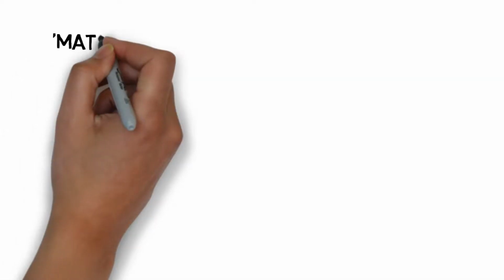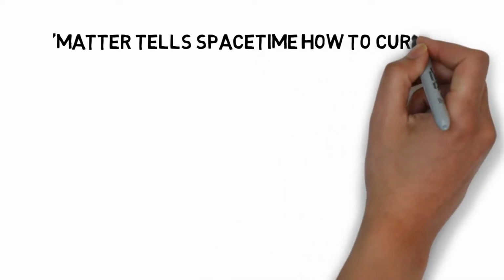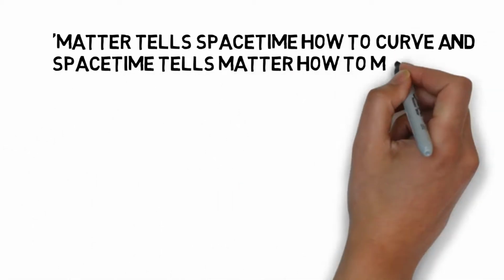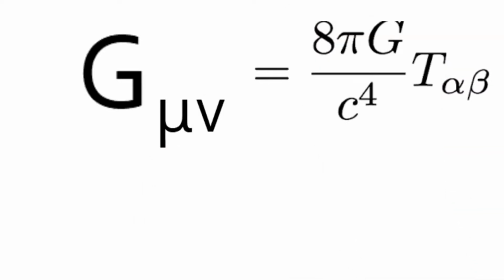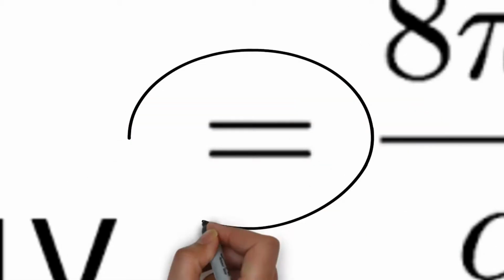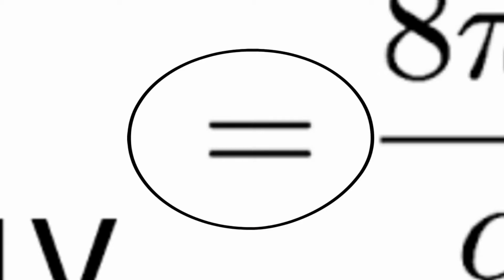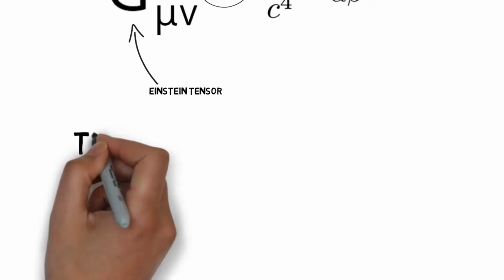We can say this, matter tells space-time how to curve, and space-time tells matter how to move. We can replace the left side with G mu v, with the right side being the same. This is known as the Einstein Tensor. What fascinates me is that Einstein made these two distinct phenomena equal to each other.